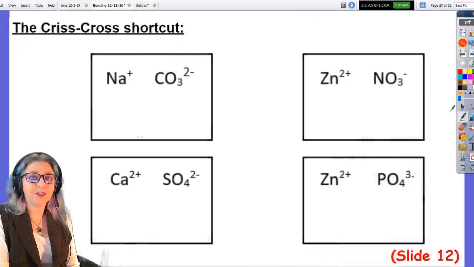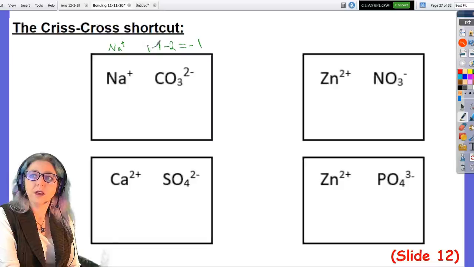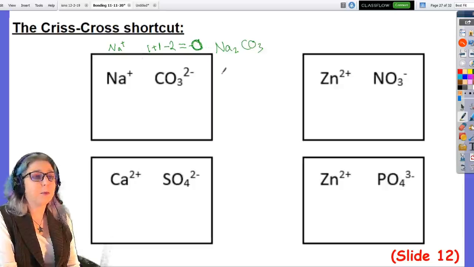So here we are on page 12 of our Unit 4, Part 1 notes, the criss-cross shortcut. So if I solve this the old way with math, I can see I have a positive 1 charge for my sodium and a minus 2 charge for my carbonate. So I have an overall charge of minus 1. So I can see that I need another sodium, so another Na+. So now I have 1 plus 1 for a total of 2, minus 2 gives me a charge of 0. And so 2 sodiums, 1 carbonate. My formula would be Na2CO3.